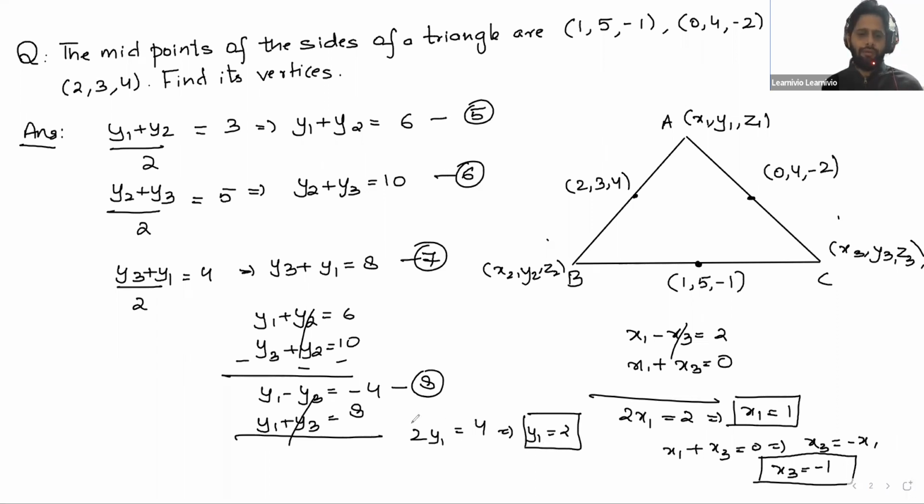Now put this y1 in any of the equations. Suppose if you put it over here, so y2 you will get 4. y2 is equal to 4. Next, put y2 in this equation 4, so y3 you will get is equal to 6. So y1, y2, y3 is this. Please note this down and then we will find the z coordinate.